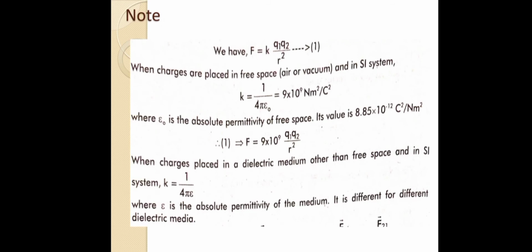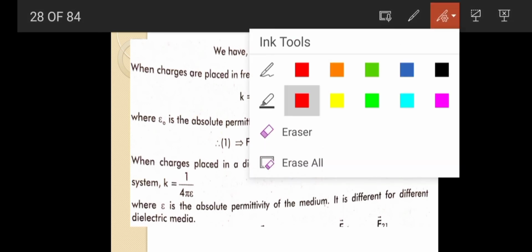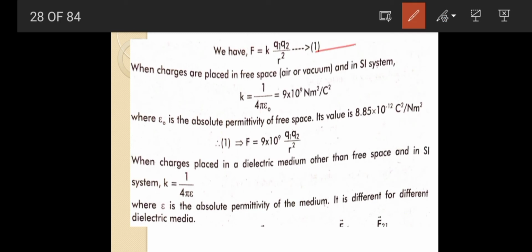We know the formula, which is F equal to K into Q1 into Q2 by R square. Let us call this equation 1. This equation we already got from Coulomb's law. So instead of writing 1 by 4 pi epsilon naught, I have written it as K.